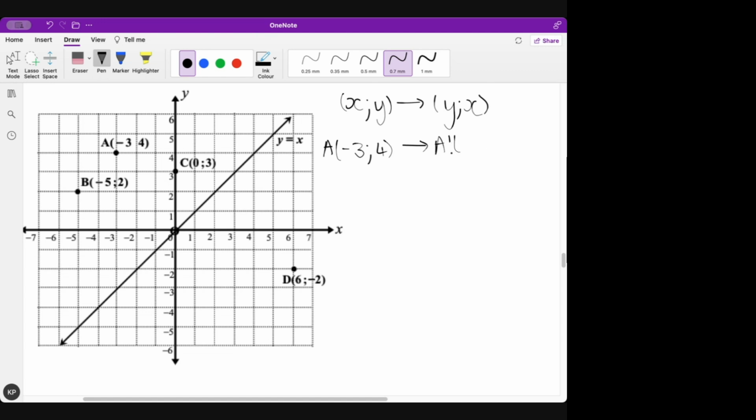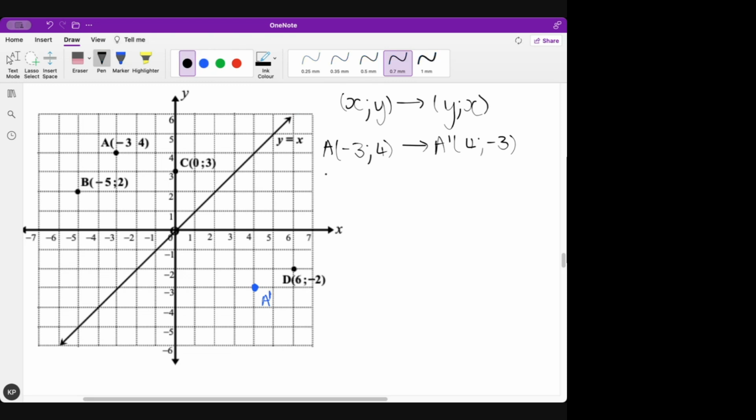My coordinates for A prime, if we're reflecting about the line y is equal to x, 4 and negative 3. Yes, that means it will end up at 4, negative 3. It will end up over here. This is A prime. Nope, I shouldn't write with a cookie. It looks terrible. A prime.